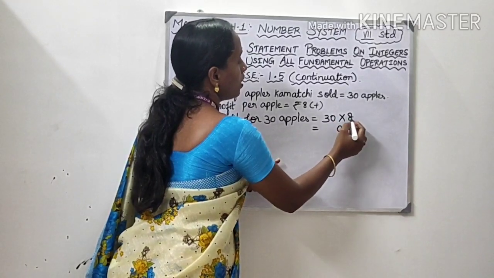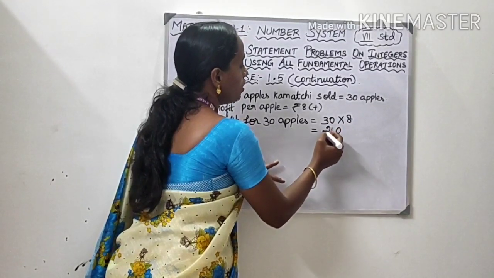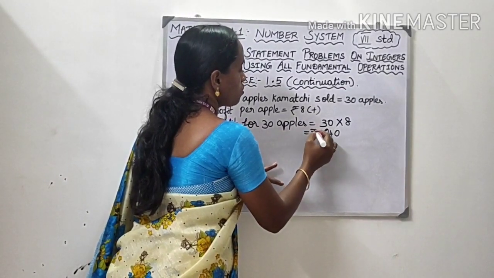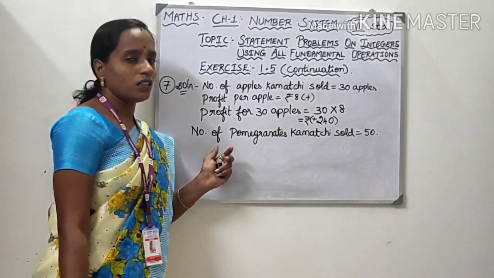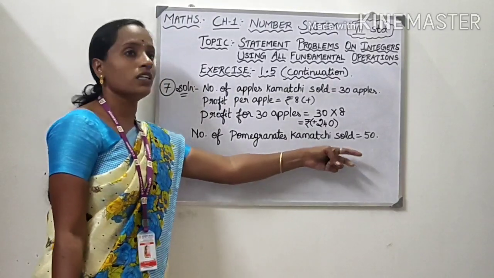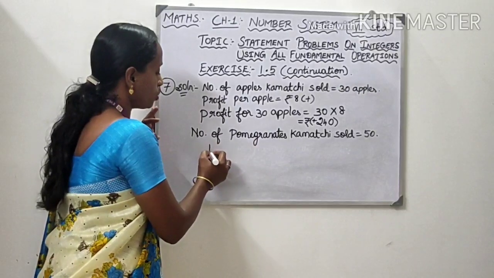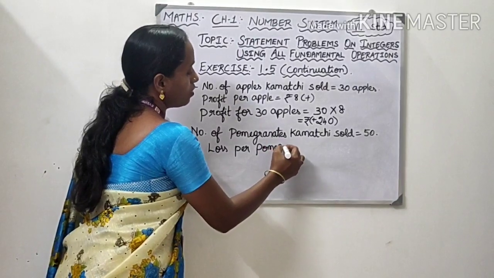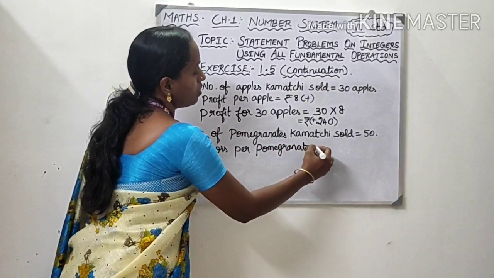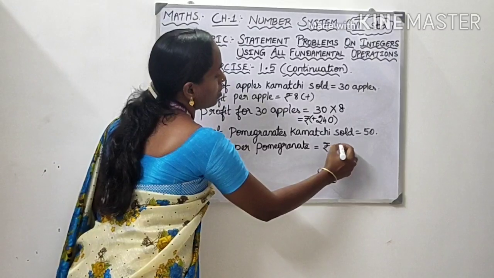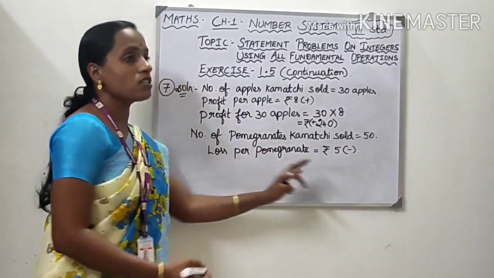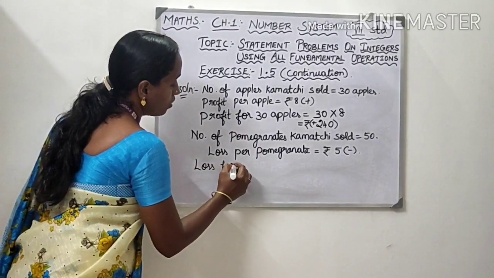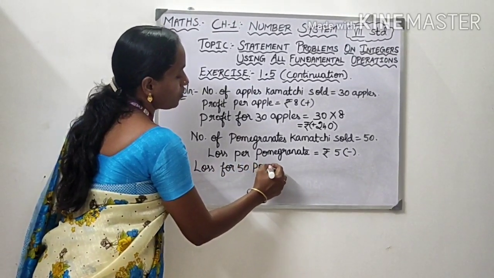8 zeros are 0 and 8 3s are 24. Since it is a profit, we can denote plus sign. Without plus sign also you can denote, it's not an issue. So rupees 240. Here number of pomegranates Kamachi sold is 50, and they have given you in the question loss per pomegranate is rupees 5. Since it is a loss, we can denote using the symbol negative. Now we are going to find out loss for 50 pomegranates.